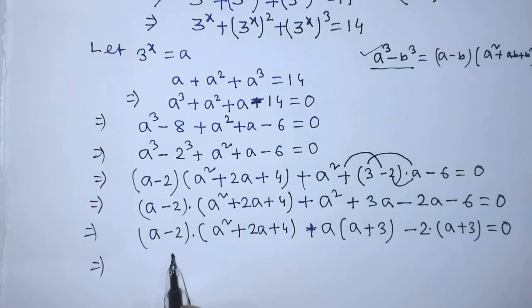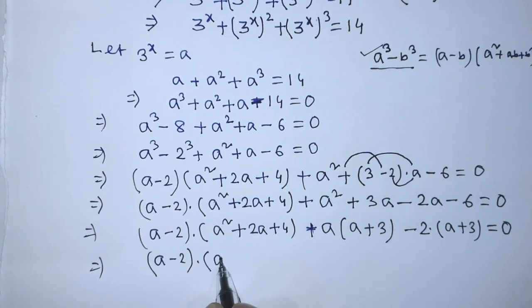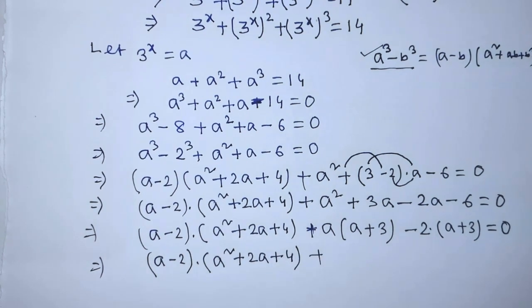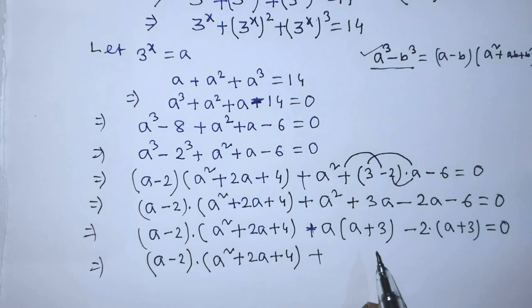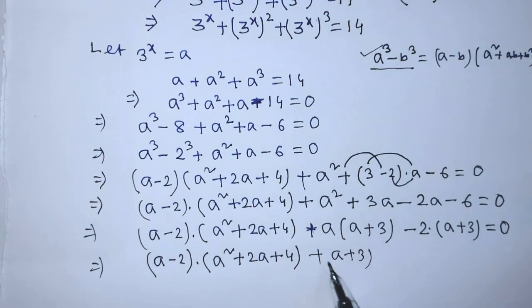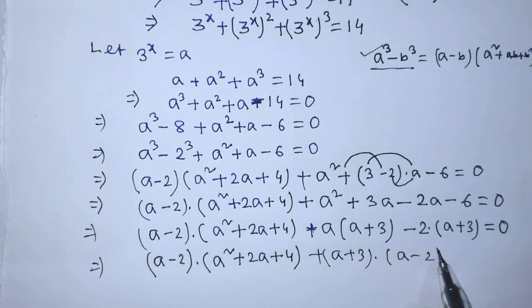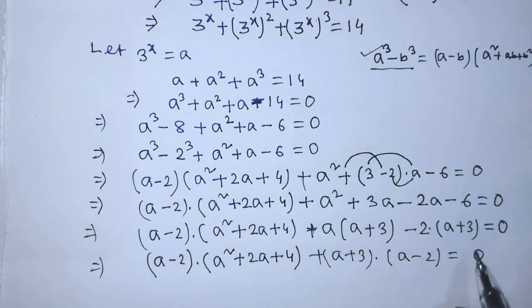On the left hand side again we have to write a minus 2 times a square plus 2 times a plus 4 plus, so student, in the last 2 terms here a plus 3 is present, so now we can take common a plus 3 from the last 2 terms, so we can write in here a plus 3 times a minus 2 is equal to 0.